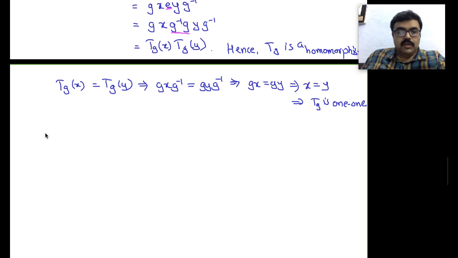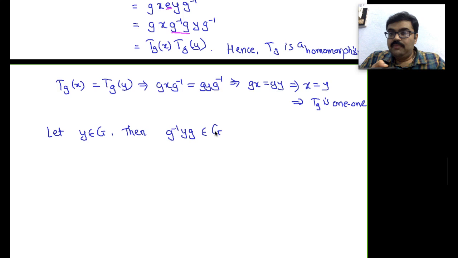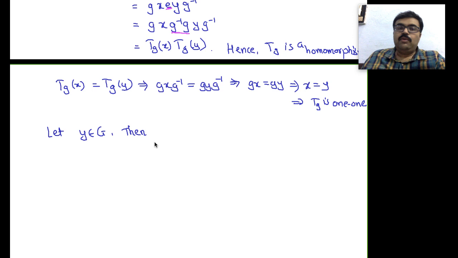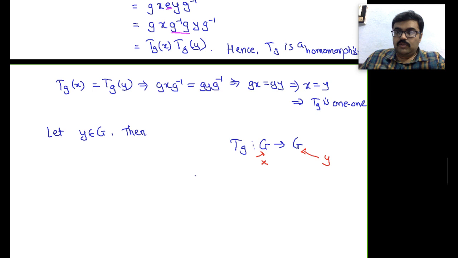What about onto? So let Y belong to G, the codomain. Because G is a group, we have G inverse Y G belongs to G. So this time we are taking G inverse Y G. Why am I taking it like this? How did this element come from thin air? So let me explain. How do we show that it is onto? The technique is like this. T_G is a map from G to G, and from here we have taken an element Y. We want some element X here such that T_G of X equals Y. So how do we do it? The technique is: apply and then go back. But the back calculation we don't show.